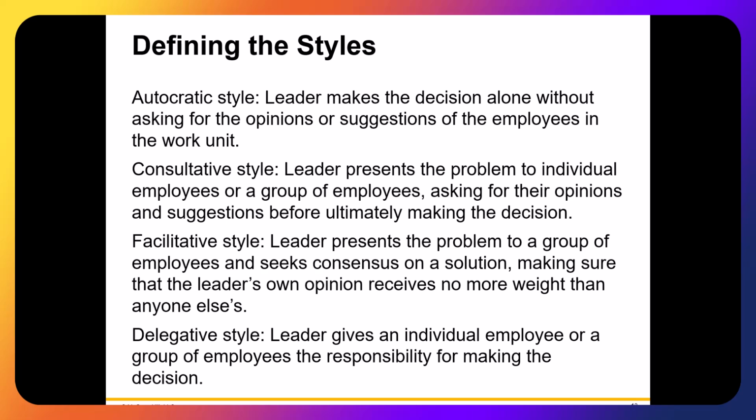Facilitative style: the leader presents the problem to a group of employees and seeks consensus on a solution, making sure that the leader's own opinion receives no more weight than everybody else's. So this is kind of like King Arthur and the Knights of the Round Table. We're going to sit down and come together as equals, and nobody has more weight than anybody else. So we're collectively going to come up with a solution to this. And whatever the group agrees to is what we'll do.